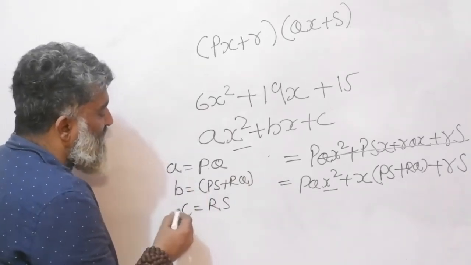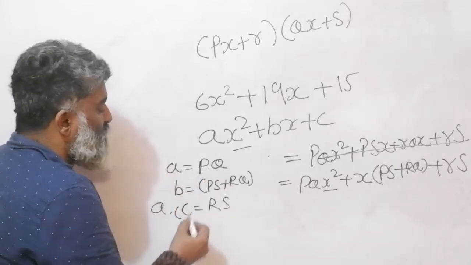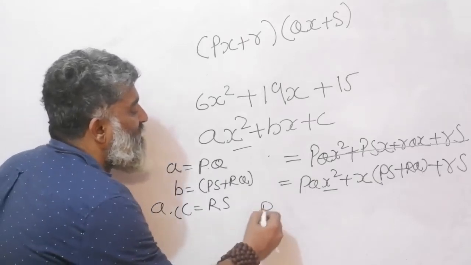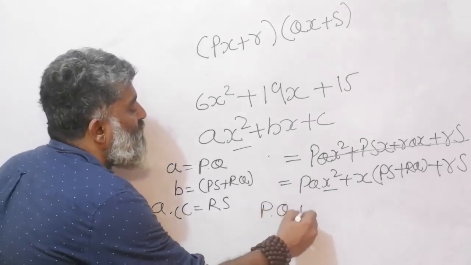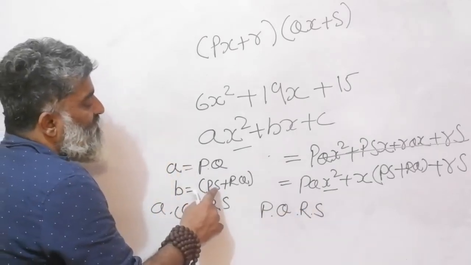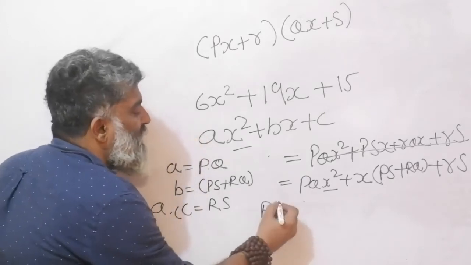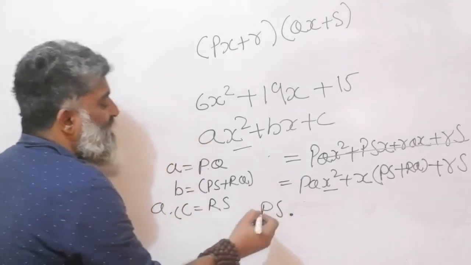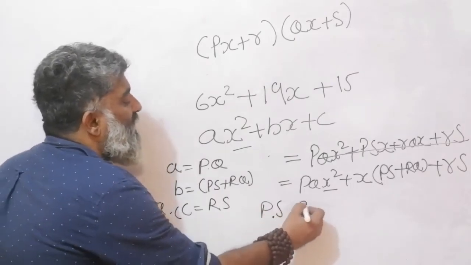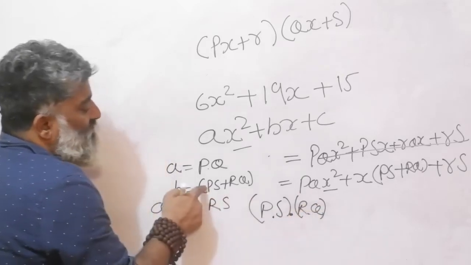If I notice the product of A and C, I know A is equal to PQ and C is equal to RS, and I'm multiplying these two. So what will I get? I will get a P dot Q dot R dot S. And notice something, let me just reorganize this. I'm just reorganizing as a very basic step. Let me rewrite this as P into S into R into Q, right? Just so that I can compare it to this story.